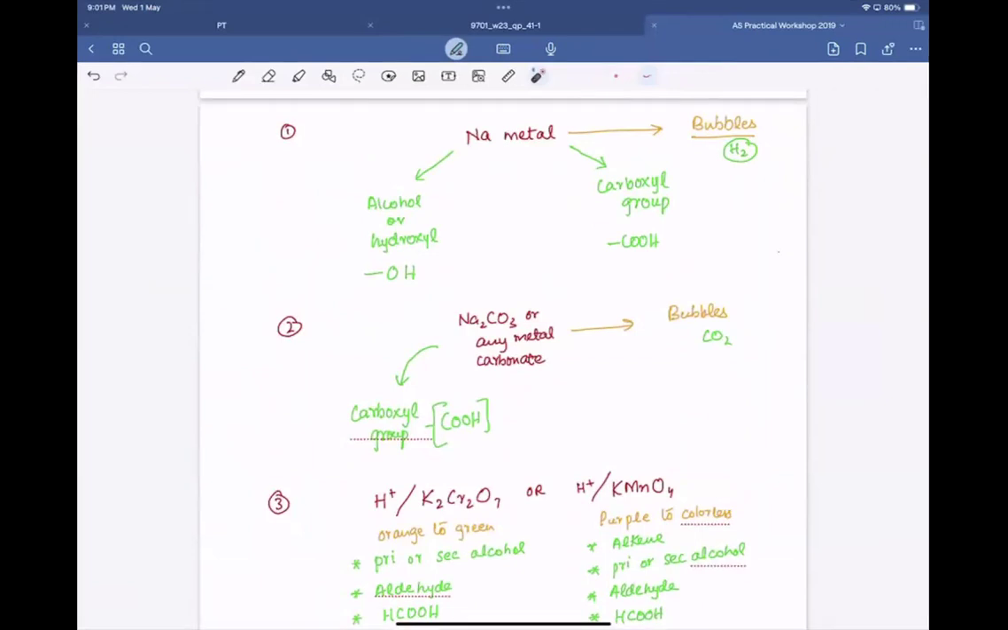Which graph? Okay, what I'll do is share the recording, and do watch the recording. And if you still find any difficulty, then ask.